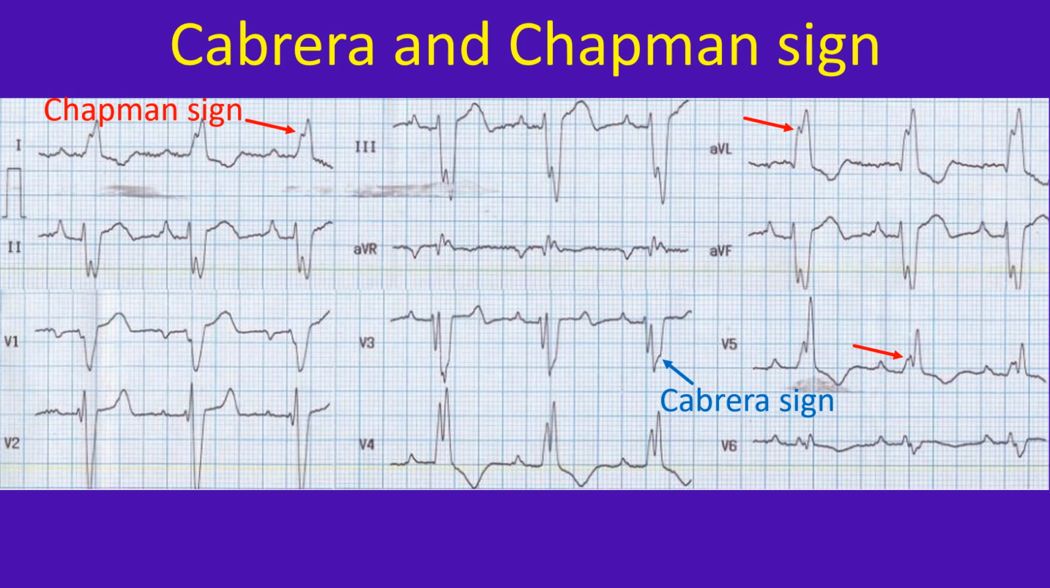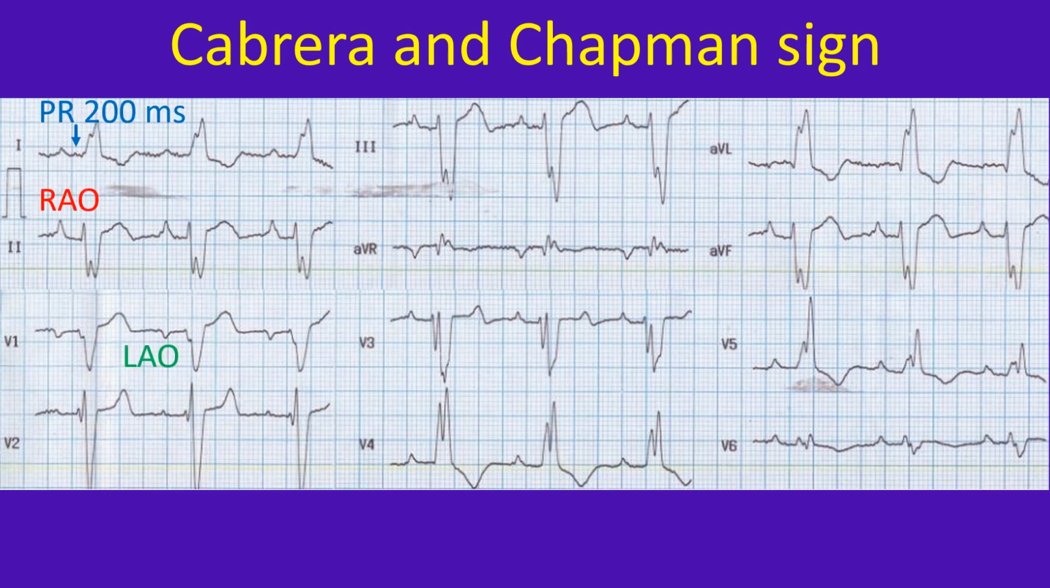ECG showing left bundle branch block with myocardial infarction. Cabrera's sign is seen as a notch of 40 milliseconds in the ascending limb of the S wave in V3. Chapman's sign is seen as a notch of 50 milliseconds or more in the ascending limb of the R wave in leads 1, aVL and V6. This ECG also shows a PR interval of 0.2 seconds. Sharp P waves in lead 2 suggest right atrial overload and prominent negative P waves in V1 suggest left atrial overload.